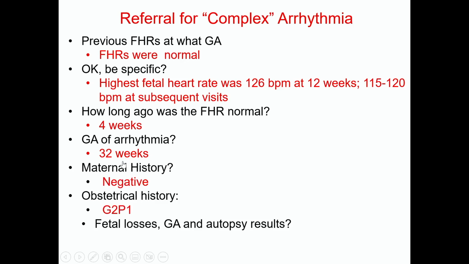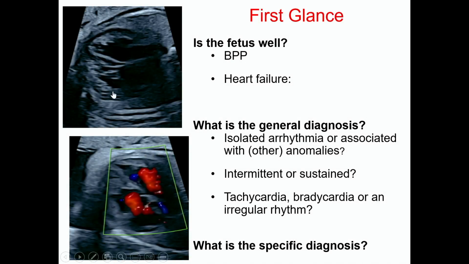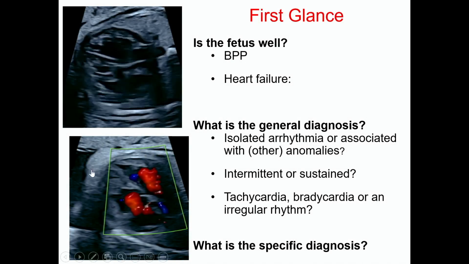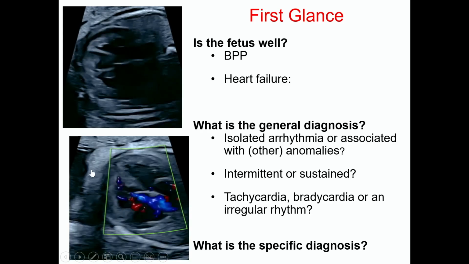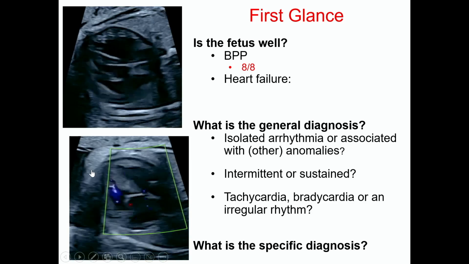Maternal history, negative. Obstetrical history, pretty unremarkable. No fetal losses. No history of arrhythmia in previous pregnancies. Family history, sure, we always ask about a family history of congenital heart disease, but we never ask about the symptoms referable to inherited arrhythmia, which would be sudden unexplained death, a pacemaker, or a defibrillator. So it was no to all these questions. So here's the first glance. Is the fetus well? Well, the fetus was moving around well. Biophysical profile score was 8 out of 8.